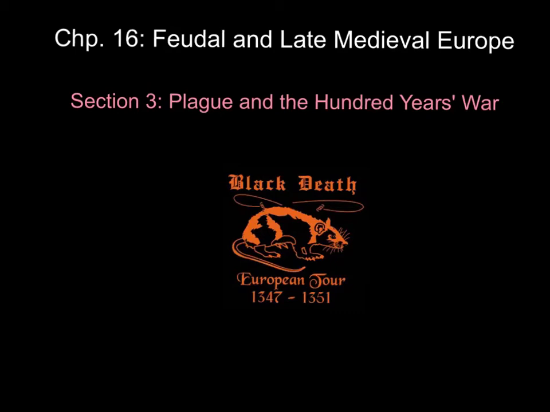Section 3. The Plague and the 100 Years' War. In this section, you will learn 4 things. First, you will be able to describe the effects of the plague on European society. Second, you will be able to identify the causes and outcome of the 100 Years' War. Third, you will be able to explain the significance of new warfare technologies developed during the 100 Years' War. And finally, you will trace the emergence of modern European nations. Let's get started.